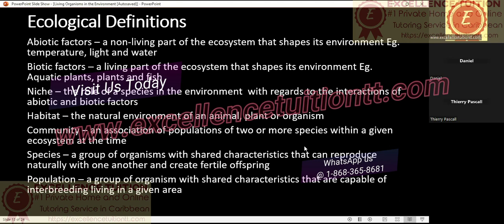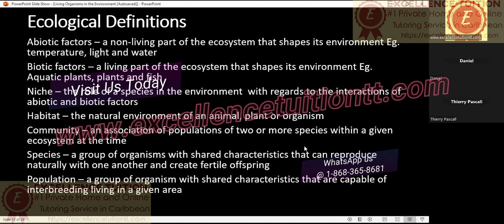Biotic factors are the living part of the ecosystem that shapes its environment. So the biotic factors, like I said, would be plants, animals, fish, insects, anything with life, right? The niche of a species is the role that a species has in its environment with regards to interactions of abiotic and biotic factors.